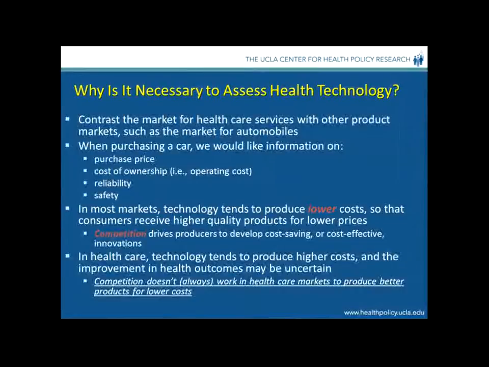But the fact is that what I'd like to do is set the stage that the reason we do technology assessment in healthcare is because markets in healthcare don't work the way that they do in other sectors of the economy. In my slide, I'm going to talk a little bit about cars as an example and contrast that market with the other one, this thing that we all have, these iPhones and smartphones, even if you don't have the Apple brand.